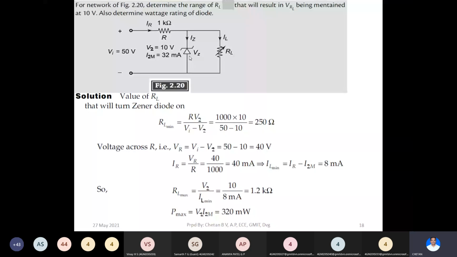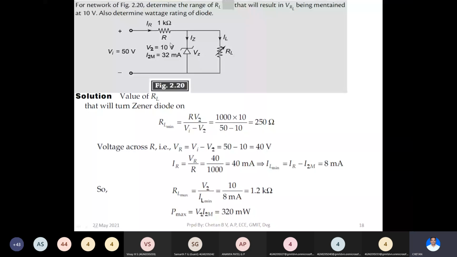This may not work in the reverse breakdown region, and hence you cannot realize voltage regulation for the values of RL beyond 250 ohm and 1.2 kilo ohm range. Now the second part of this problem: you have to find out the maximum power. You can find this maximum power by simply multiplying Vz into the maximum value of Iz. So it is around 10 into 32 milliampere, 320 milliwatt. I hope this is clear.